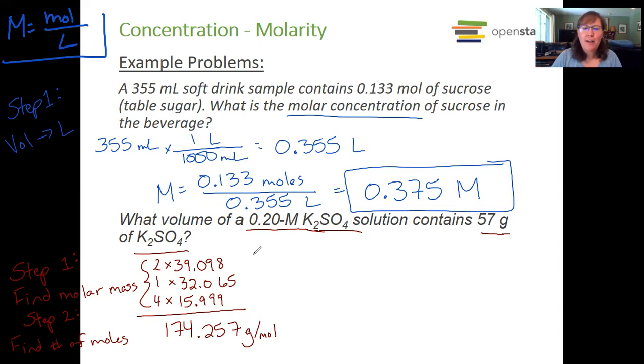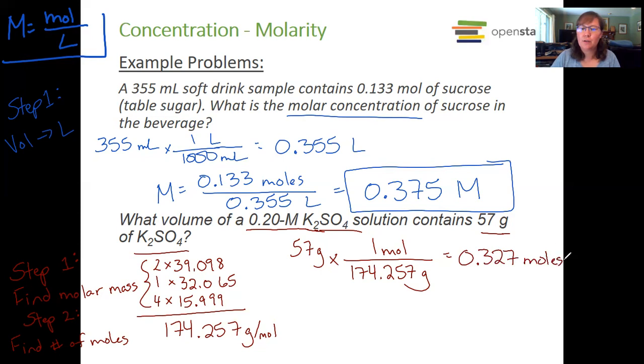Now our step two is to turn this 57 grams into moles, because that's what we need for our molarity calculations. And we start with grams, so we need grams on the bottom. So that's 57 divided by 174.257, which equals 0.327 moles.